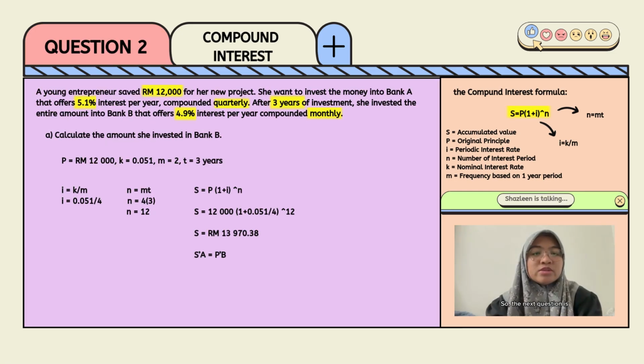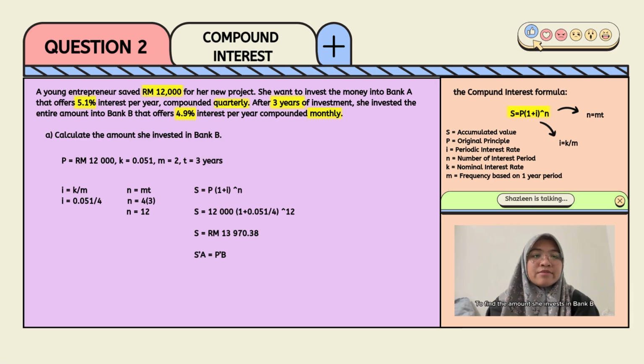So the next question is, a young entrepreneur saved RM12,000 for her new project. She wants to invest the money into Bank A that offers 5.1% interest per year, compounded quarterly. After 3 years of investment, she invests the entire amount into Bank B that offers 4.9% interest per year compounded monthly. For question 2A, calculate the amount she invests in Bank B.